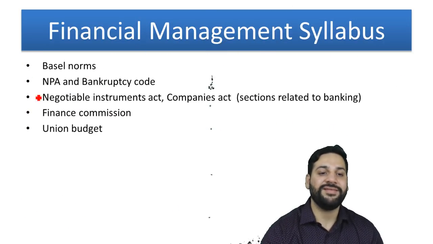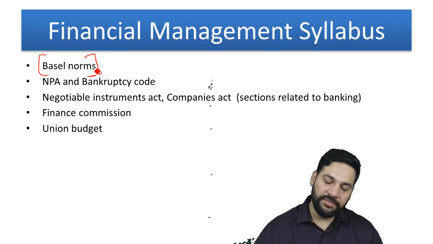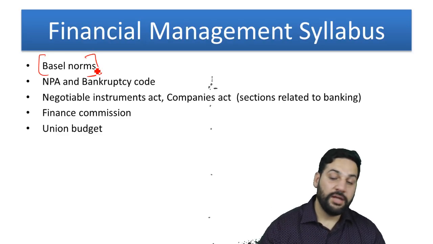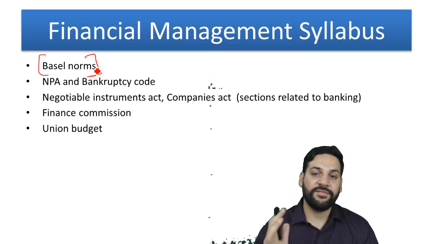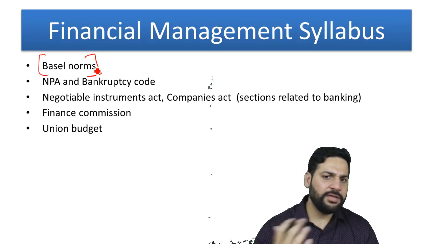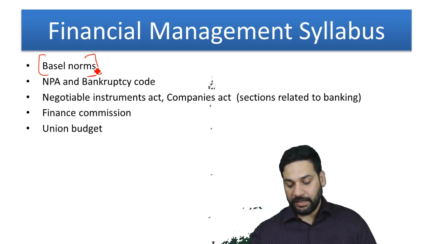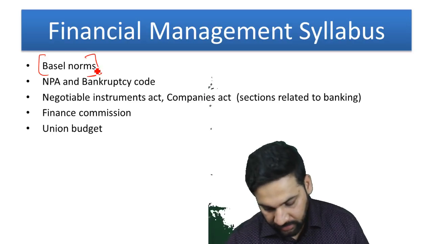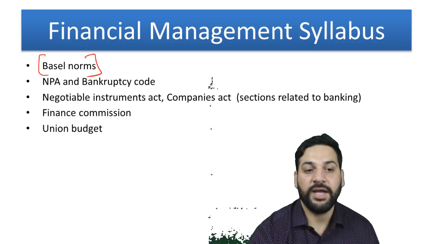There can be questions from Basel norms. I mean, the Basel 3 norms, there can be a few questions from Basel 3 norms, because Basel 3 norms are actually related to financial management. It can be there in banking general awareness, because it has special reference to banking awareness. It can be there in financial management. And then NPA and bankruptcy code. Basel norms and NPA and bankruptcy code.